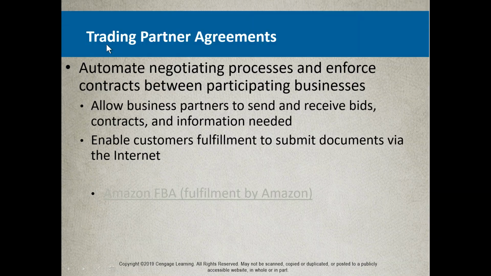So that's an example of a trading partner agreement. If I had something to sell and I wanted to use Amazon as my e-commerce business platform to sell my product, I can go and set up a fulfillment agreement with Amazon to do that.